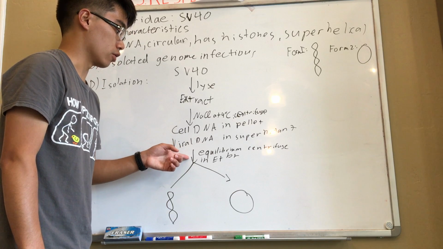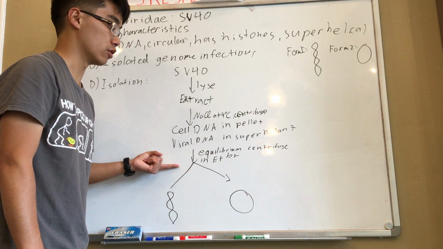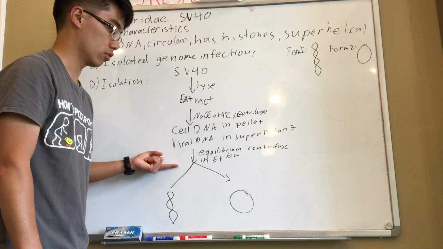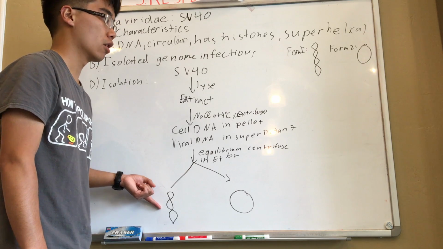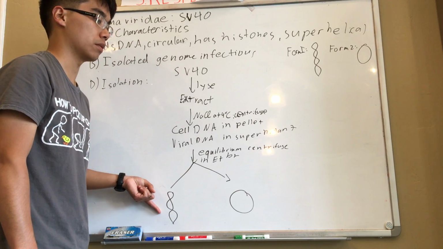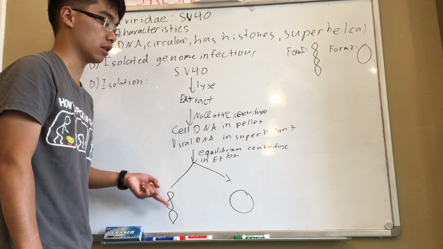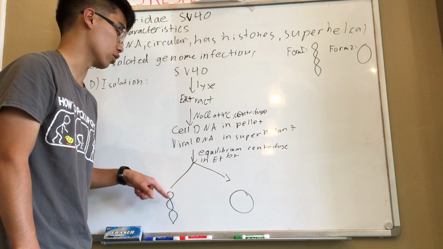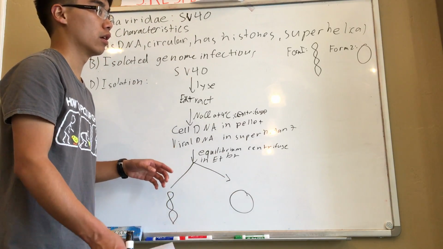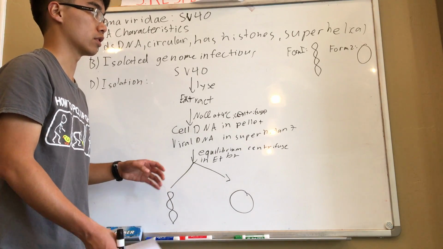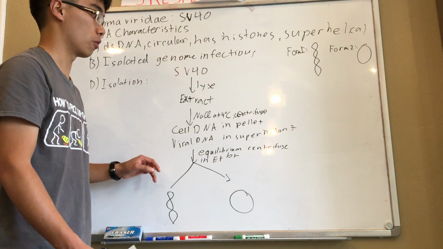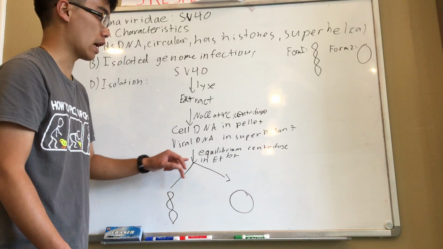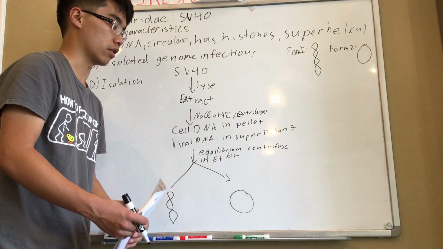So if you're in a laboratory and you're trying to study this virus, one of the things you might need to do is loosen up the DNA. And when you loosen up the DNA, you want to separate that loosened DNA from the non-loosened form, the tight, superhelical form of the SV40. The way you do that is you equilibrium centrifuge in ethidium bromide.